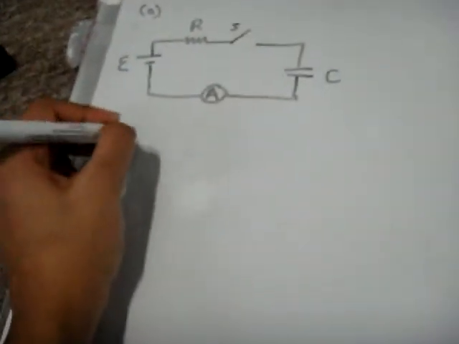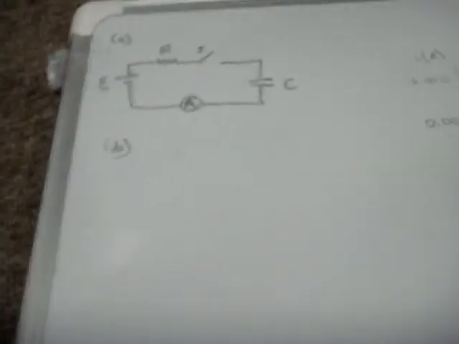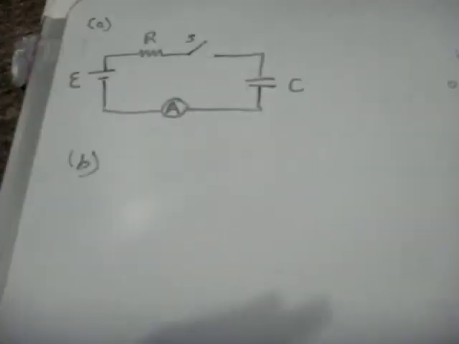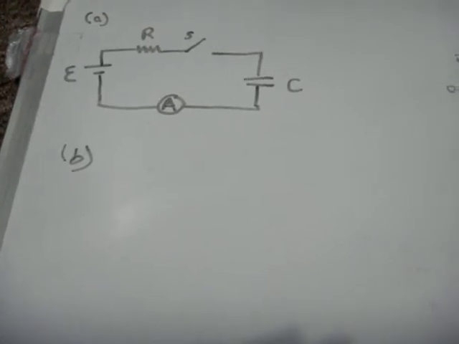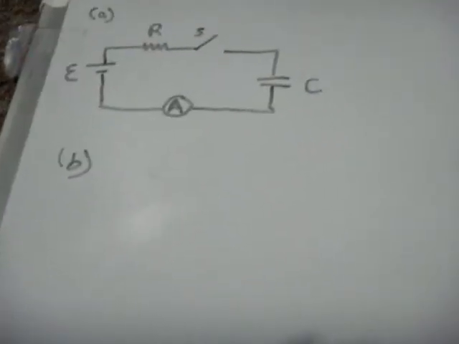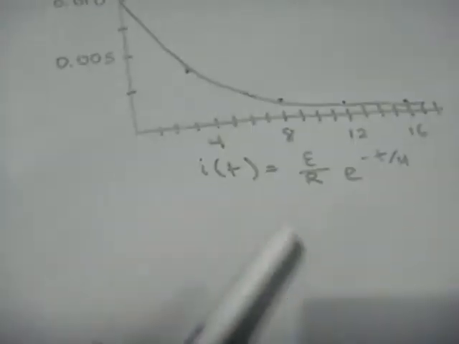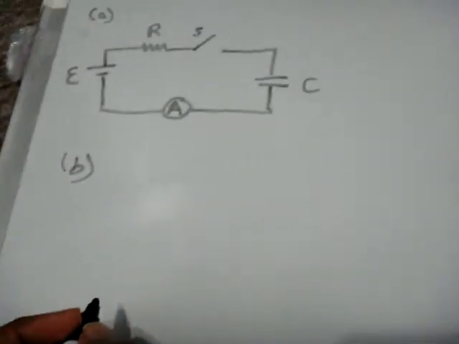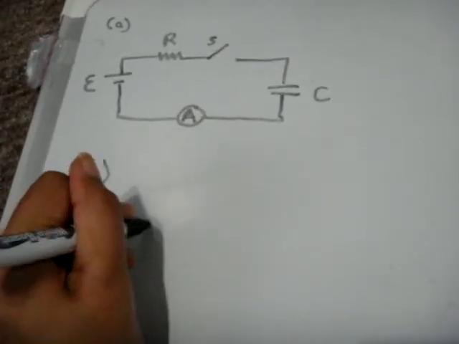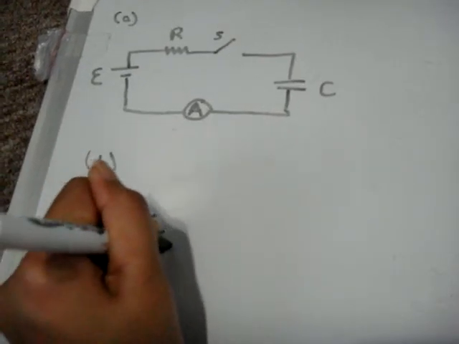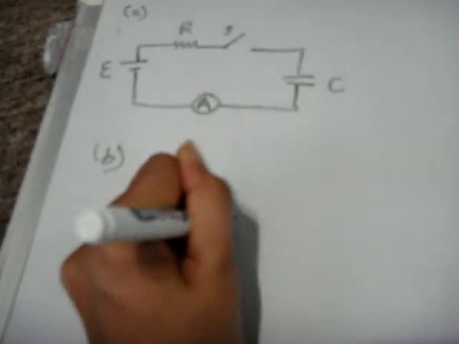Now part B. Having obtained the curve shown above, determine the value of the resistor that you placed in this circuit. Okay, so we can do this by using the equation they gave us, which is right here. So I'll just copy it. So we have I equals E over R times e to the negative t over 4.